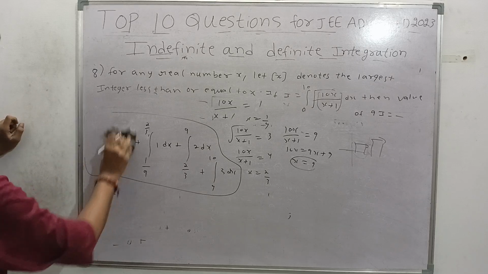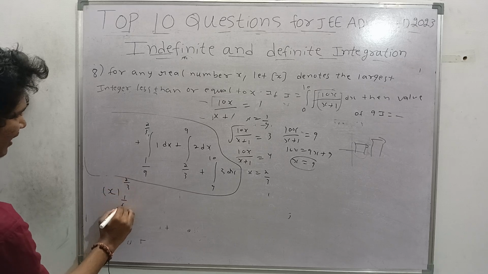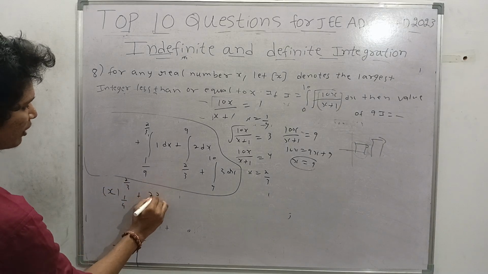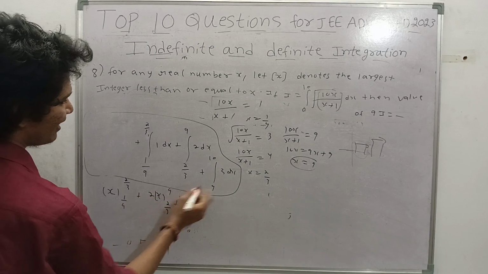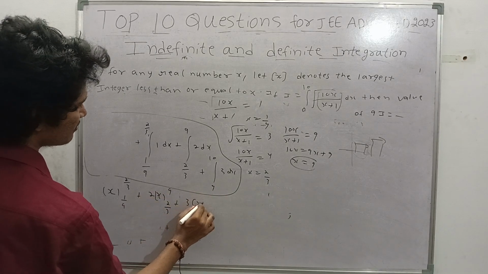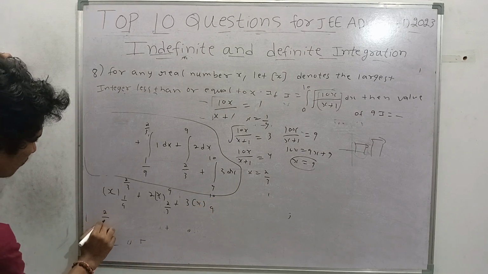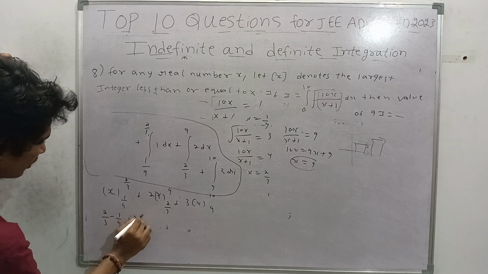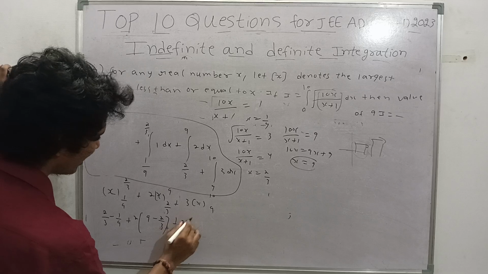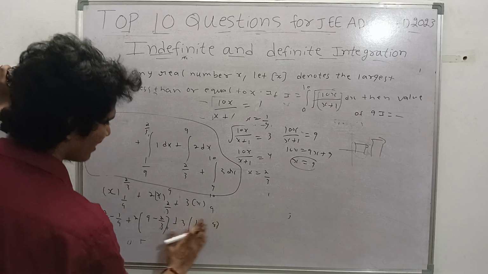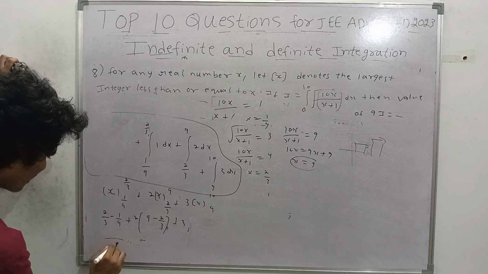It is 0 here, and here it is 1. From 1/9 to 2/3 it is x, and here it is 2, so it will be 2x, and the limits are 2/3 to 9. And again it will be 3 times x, with limits 9 to 10. Now we have to substitute the limits. 2/3 minus 1/9 plus 2 into (9 minus 2/3) plus 3 into (10 minus 9). 10 minus 9 is 1, so you can directly write that. And here it is 27.